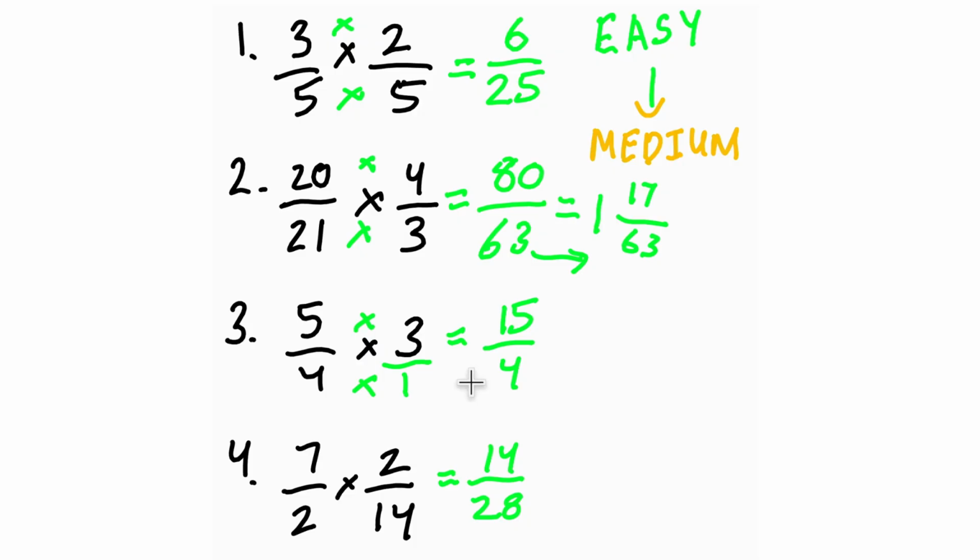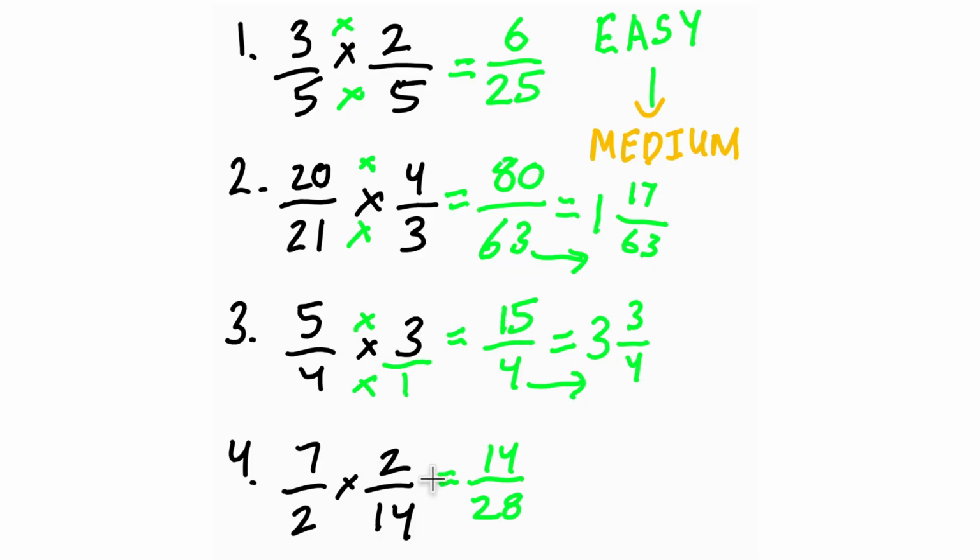Same thing for this one. It's an improper fraction, so we need to make it into a mixed number. So how many times does 4 go into 15? Well, 4 times 2 is 8, 4 times 3 is 12, but 4 times 4 is 16. So 3 is the maximum that can go. So 3 times 4 is 12. 15 minus 12, well, there's 3 left. So 3 goes up here and keep the same denominator of 4. So our answer for 5 over 4 times 3 is 3 and 3/4.